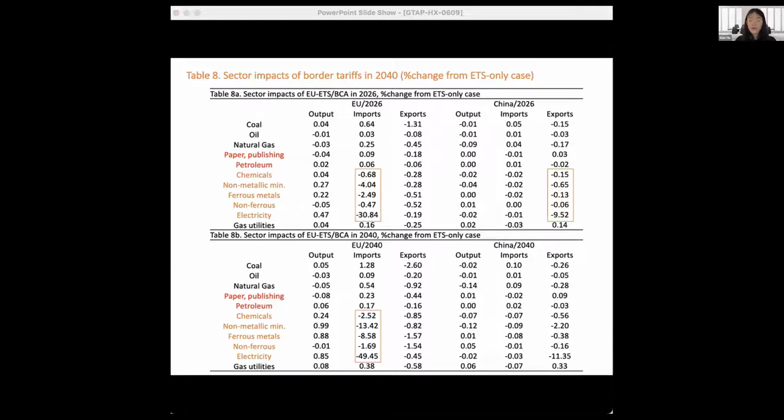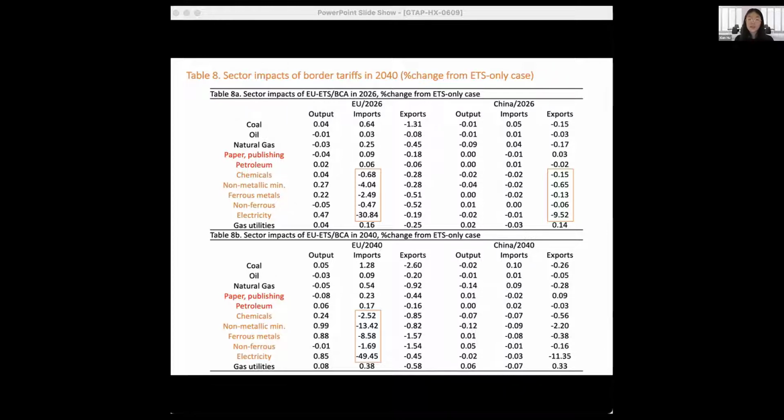And this table gives us sector impacts in 2040 with CBAM against the ETS case. We can see the imports of most ETS goods in the EU are lower with the tariff protection, and this leads to a higher level of output of these sectors. The protective effects of the tariff are not uniform across sectors. This may be due to different elasticities of substitution.